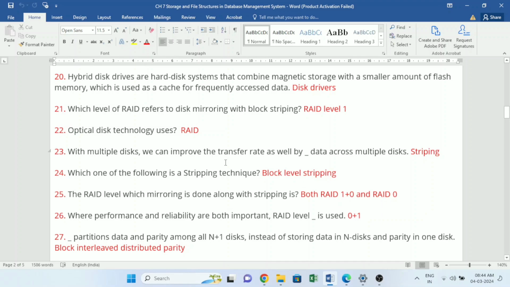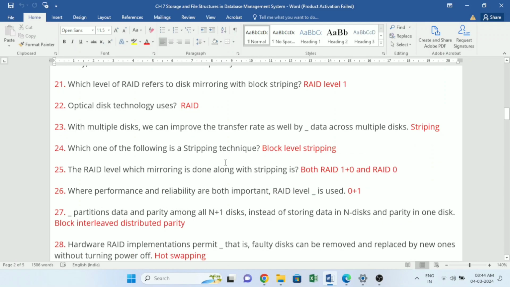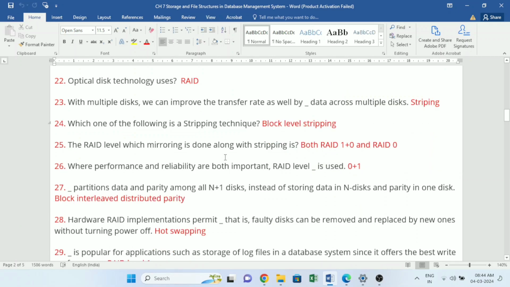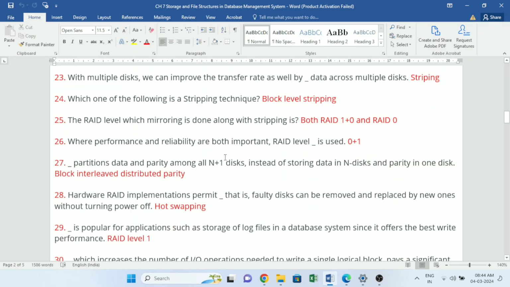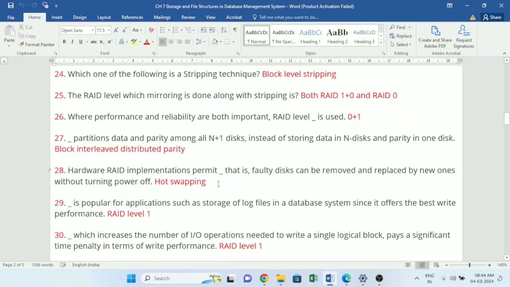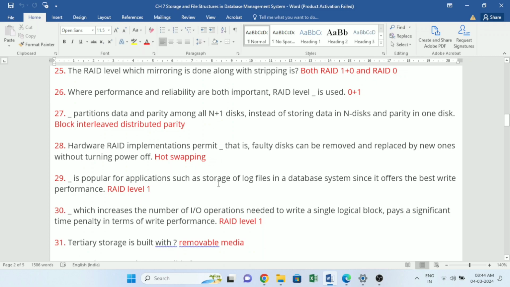RAID level 1. 22. Optical disk technology uses RAID. 23. With multiple disks, we can improve the transfer rate as well by underscore data across multiple disks. Striping. 24. Which one of the following is a striping technique? Block level striping. 25. The RAID level in which mirroring is done along with striping is both RAID 1 plus 0 and RAID 0. 26. Where performance and reliability are both important, RAID level underscore is used.